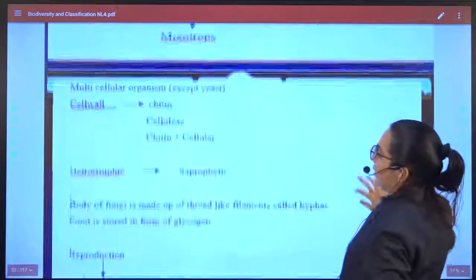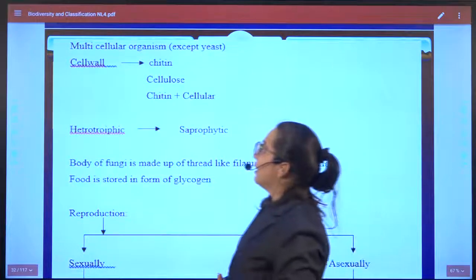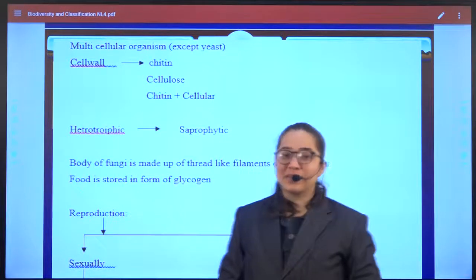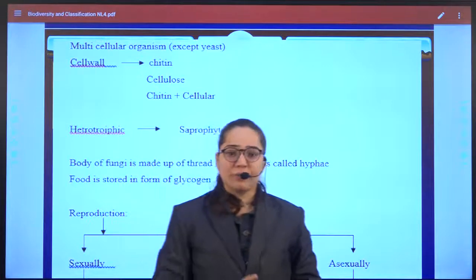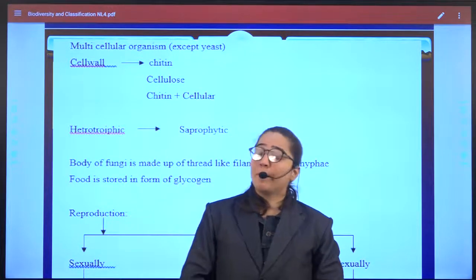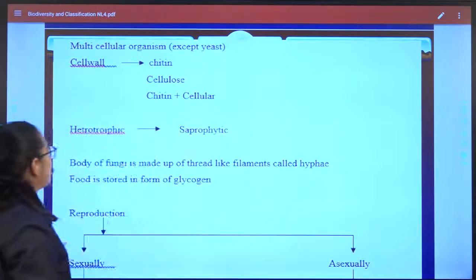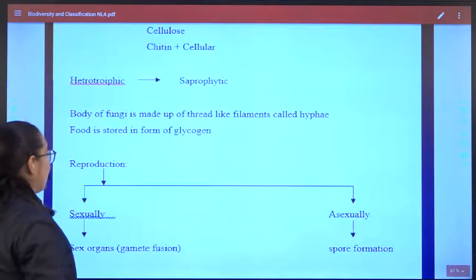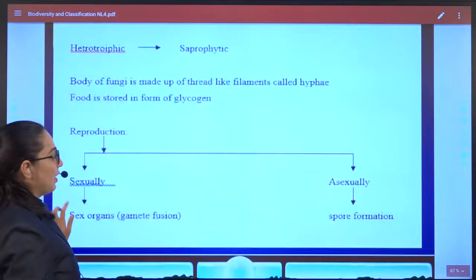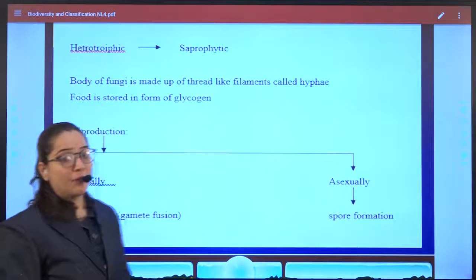This is about the kingdom Fungi. They are generally multicellular organisms except yeast. The cell wall might be made up of chitin, might be made up of cellulose, might be made up of both. If we talk about its nutrition, then its nutrition is saprophytic, and the body of fungi is made up of thread-like filaments that are called hyphae. In which form is food stored?